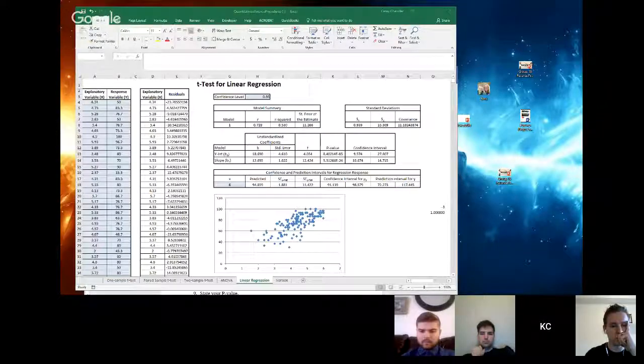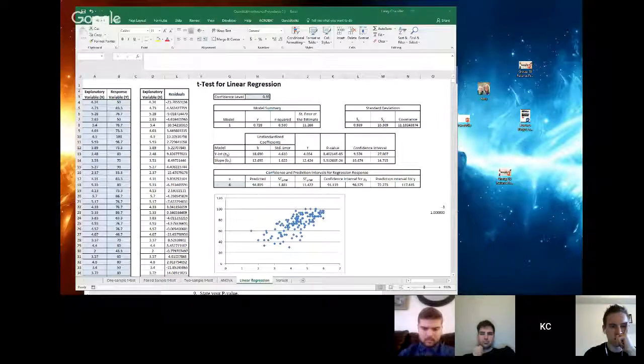Oh, I see what you're saying. Because the question is, what's the maximum predicted value of y for these values of x? So the predicted is 94, but the maximum I do see is your lower and your upper, and 117.445. Yeah, that does make good sense, and I didn't see that. Okay, so do we think that's it then? I guess we'll find out.